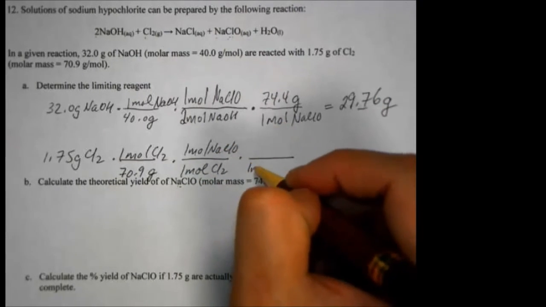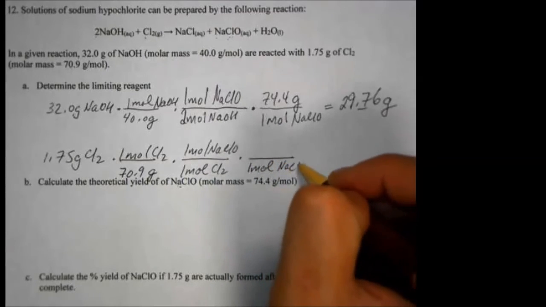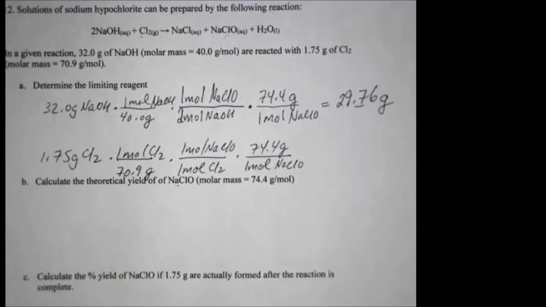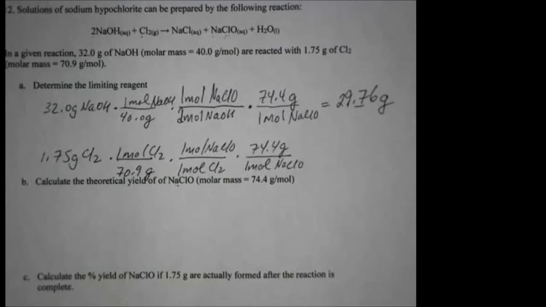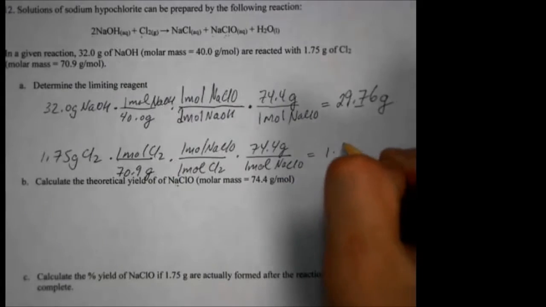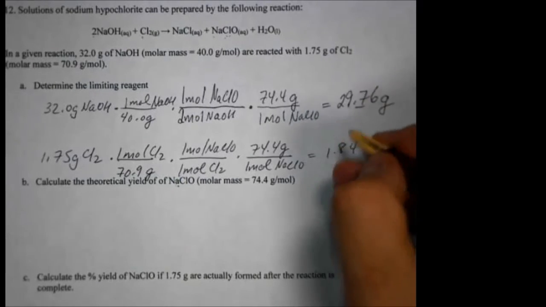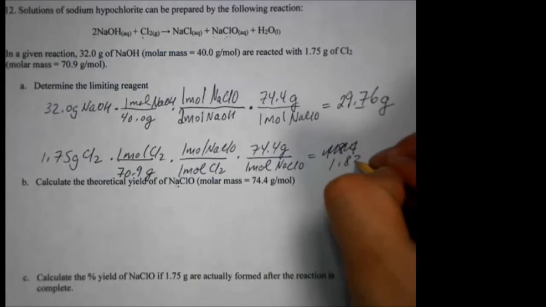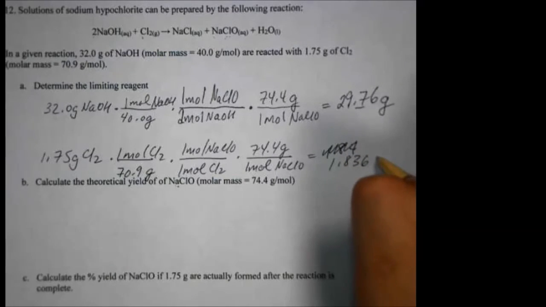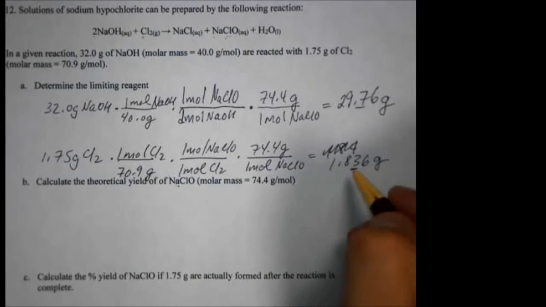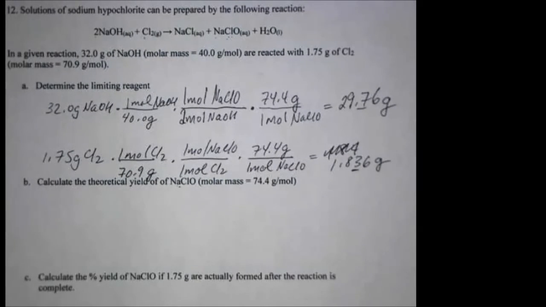And then again, we convert moles of NaClO to mass. And for this, I get 1.84. Well, with sig figs, let's not round. 1.836 grams, and then with sig figs, I'm going to have 3. So the final answer here would be 1.84 grams.